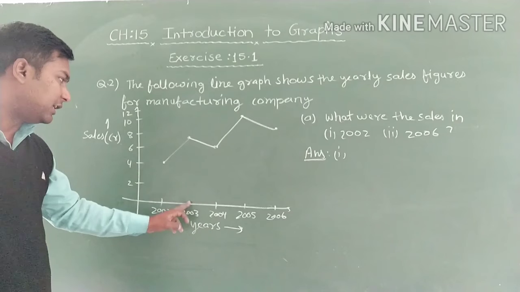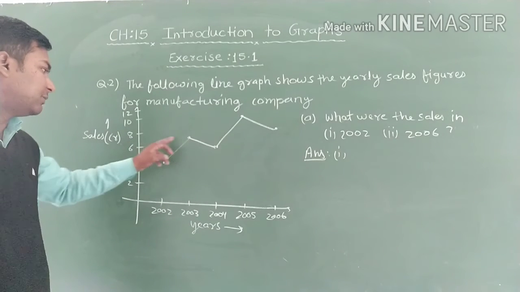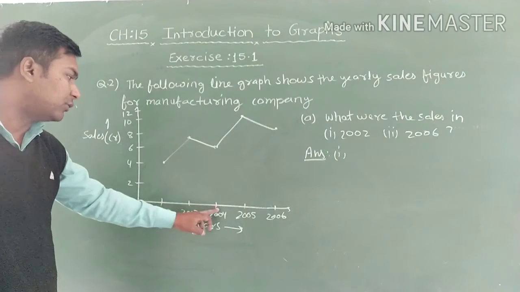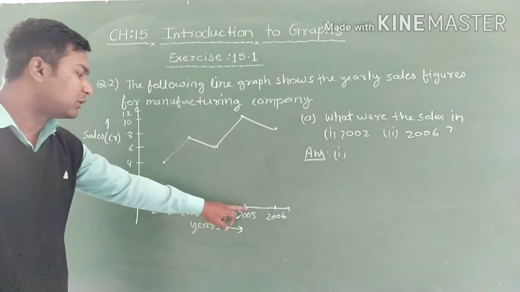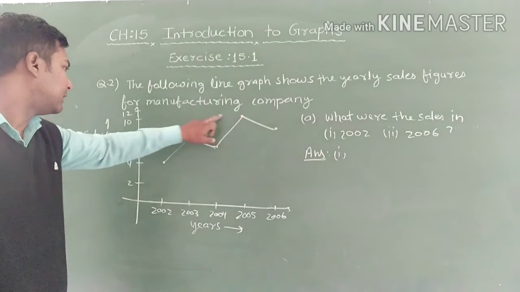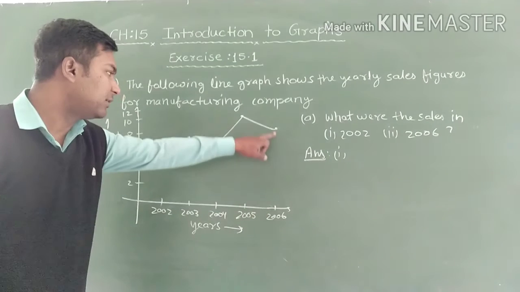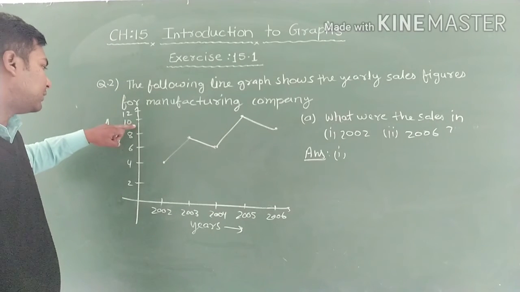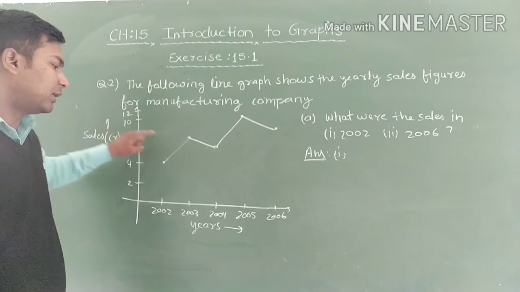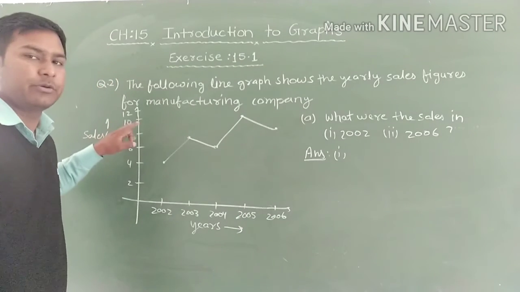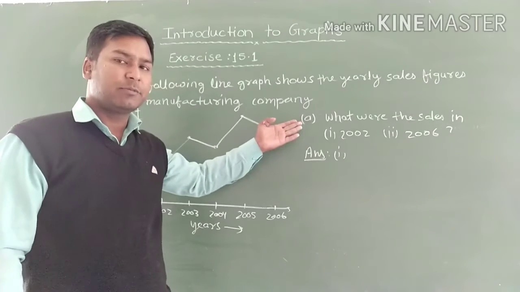At 2003 it increases and it will be 7 crore, in between 6 and 8. Now at 2004 it will be 6 crore. Now at 2005 it will be 10 crore. Now at 2006 it is in between 8 and 10, that is 9 crore. So these are the explanations of the graph. Now I'm going to take the questions.